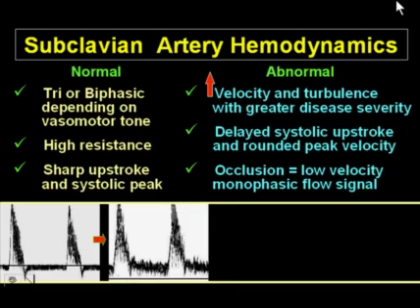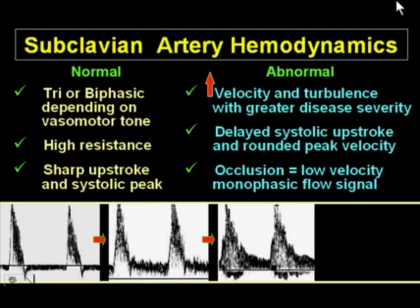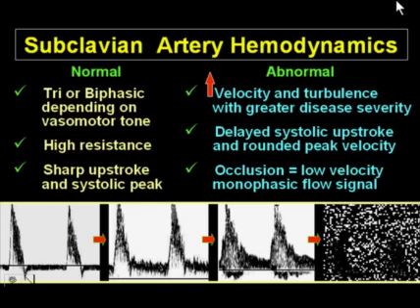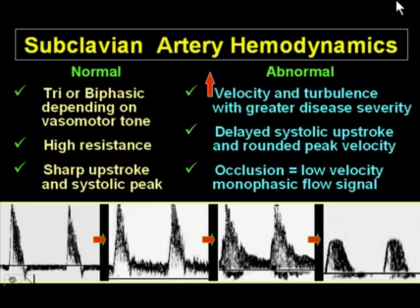Now, of course, a normal subclavian artery will yield tri- or biphasic flow depending on the vasomotor tone. Typically high resistance in nature. All vessels, again, should have a sharp upstroke and a systolic peak. When disease starts to set in, you'll see an increased velocity and turbulence, with increasing turbulence with greater disease severity. Often these patients in very severe forms of the disease will present with delayed systolic upstrokes and rounded peak velocities. And then the end-stage manifestation in patients with occlusion would be this very blunted, sometimes tardus parvus waveform.